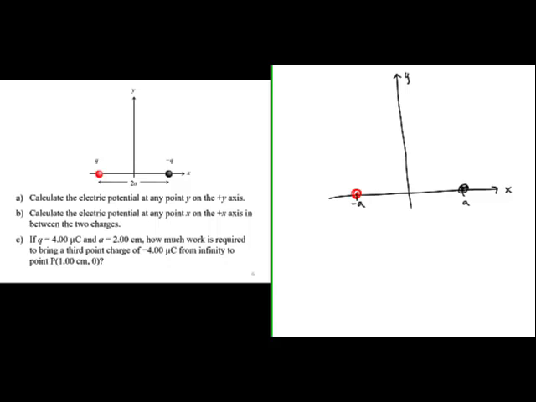We want to find the electric potential at any point on the y-axis, and specifically on the positive y-axis. So let's pick an arbitrary point right here on the positive y-axis. Let's just call the value of y at this point b.